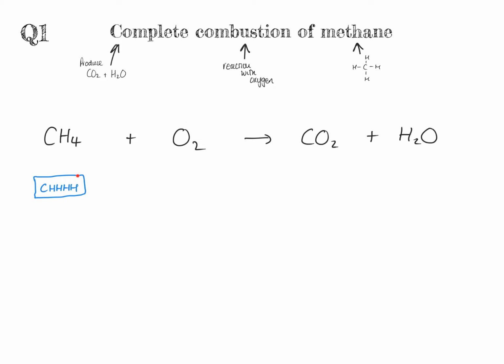So this box protects my formula and keeps it as CH4. So I'm going to do that with all of the other chemicals. So I've got O2, which is made out of 2 oxygen atoms, and I'm going to put a box around that to protect it. Carbon dioxide is 1 carbon and 2 oxygens, and I'll put a box around that. And water is 2 hydrogens and 1 oxygen, and I'm going to put a box around that.